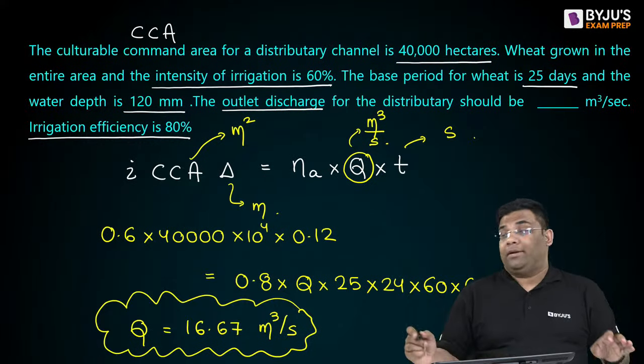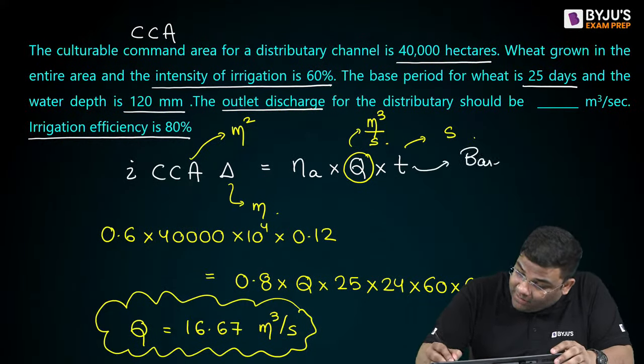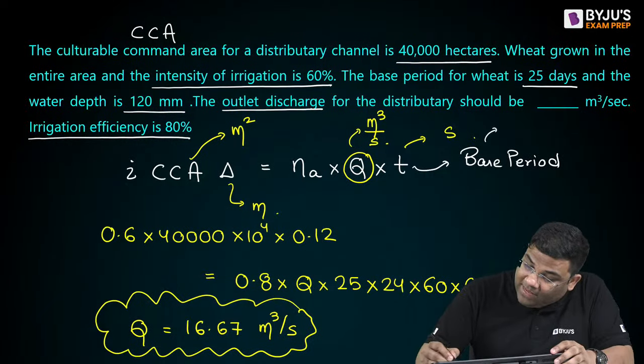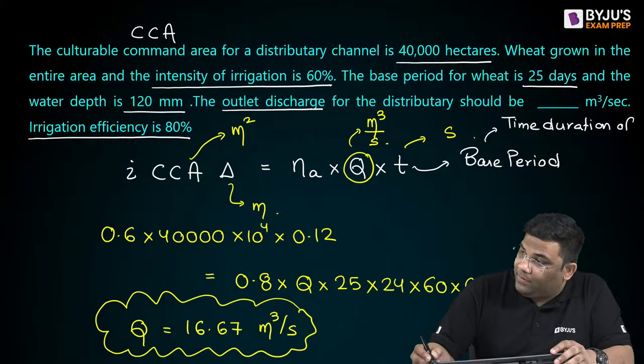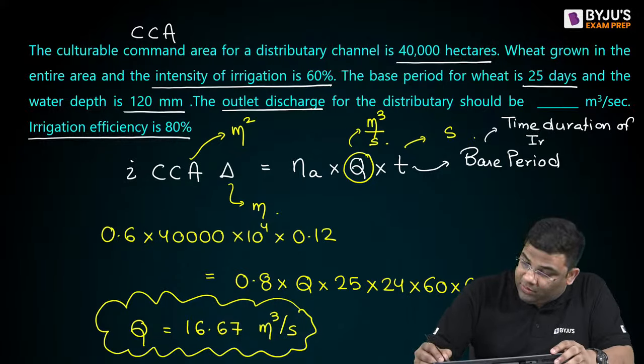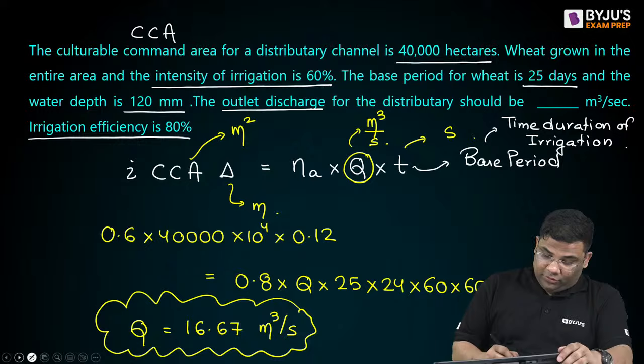What was your confusion? This time is the base period, right? Base period is the period of irrigation, or time duration of irrigation. Okay, calculation mistake, avoid it. Very easy. Let us solve the next question.